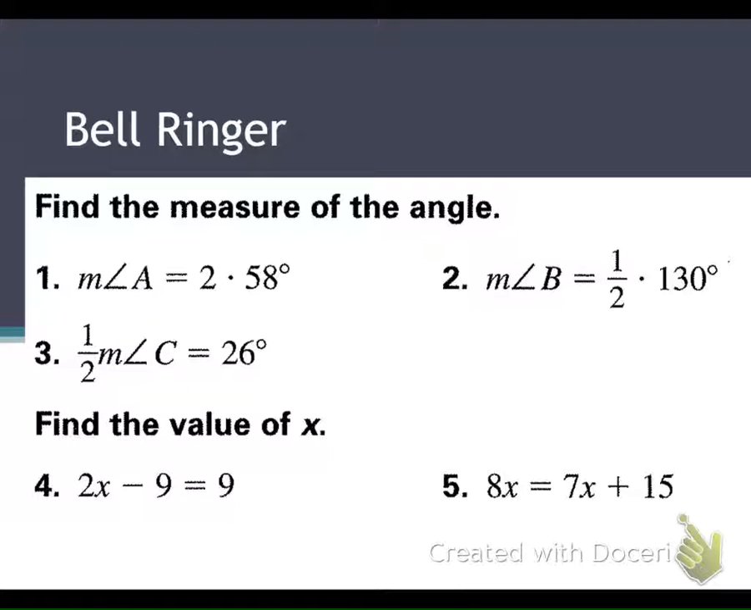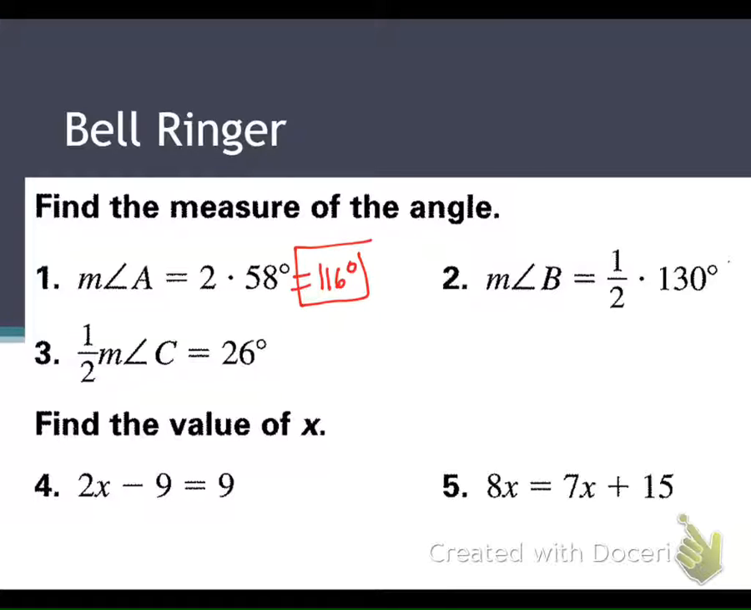So our first one up, when we talk about angle measures, so how many degrees they are, we always write the little m in front of the little angle sign, what angle we're talking about, and then how much it's going to be. So for this one, the measure of angle A is going to be 2 times 58. What is 2 times 58? 116 degrees.